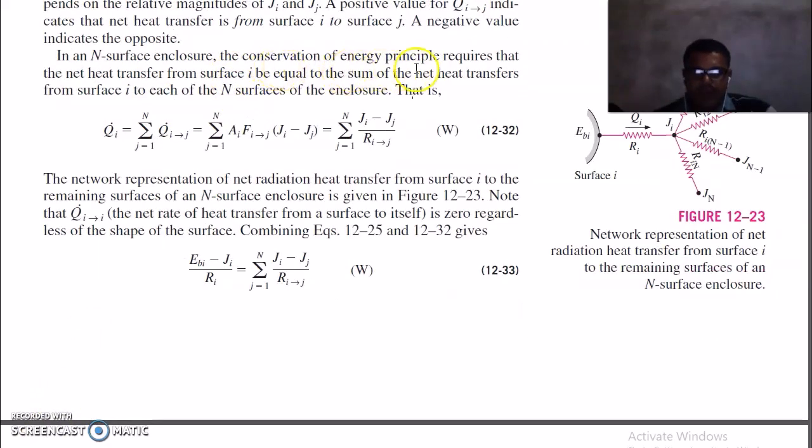Now the conservation of energy principle requires that the net heat transfer from surface i be equal to the sum of the net heat transfer from i to each of the n surfaces of the enclosure. Also, Qi to i, the net rate of heat transfer from a surface to itself, is 0 regardless of the shape of the surface and how many surfaces the enclosure has, so it is 0.